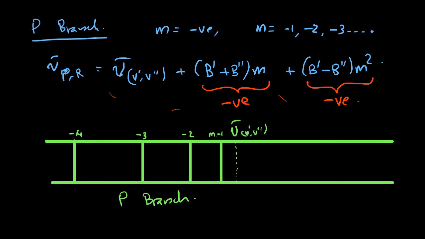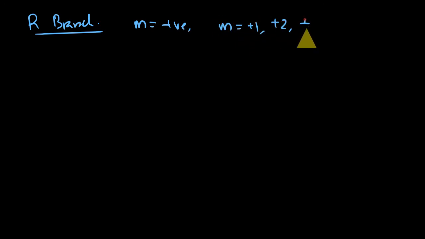Next I am going to talk about the R branch of the spectrum. For the R branch, M is positive, which means that M can have the values like plus 1, plus 2, plus 3, etc. These are the possible values of M.